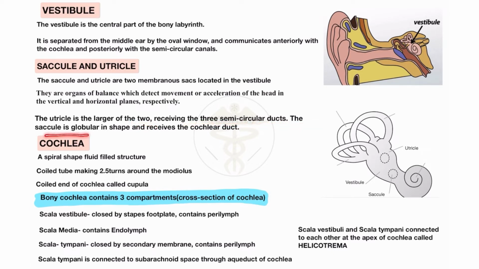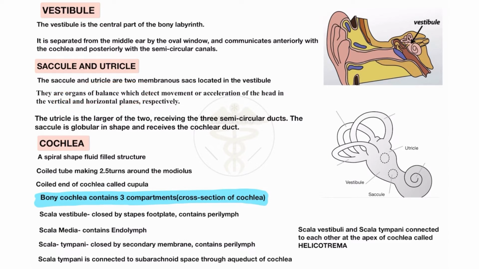The saccule is globular in shape and receives the cochlear duct. You see that this is the cochlea. So the cochlear duct opens into the saccule, and the semicircular ducts open into the utricle. So the utricle is the larger of the two, receiving the three semicircular canals, and the cochlear duct opens into the saccule. This is the function of the saccule and utricle. The main function is as the organ of balance. It helps in the balance of our body.